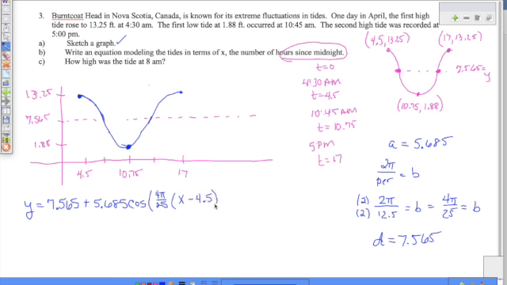If I kind of read ahead and I looked at the next question, I knew I was going to need that extra set of parentheses when I put this into my calculator. And I put my horizontal shift in. To the right, 4.5 hours. So that's a perfect equation, full credit. How high was the tide at 8 a.m.?